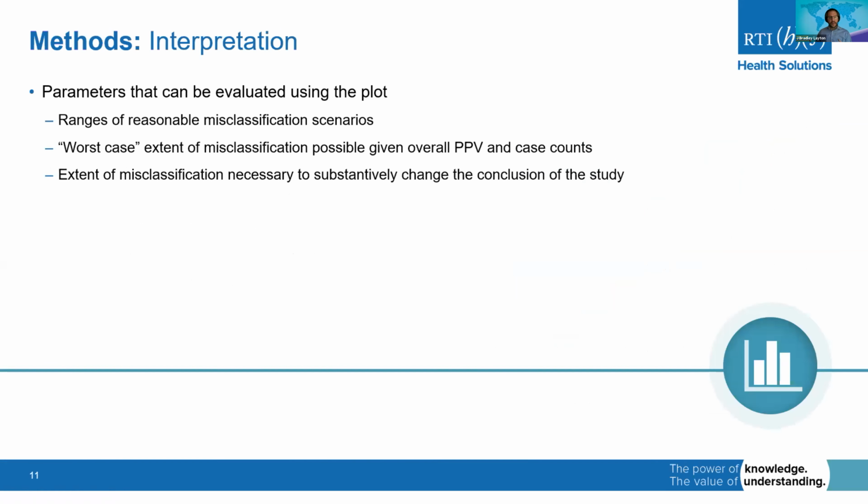And so using this figure and the underlying matrix of corrected IRR values, we could estimate numerous useful parameters, such as the possible corrected IRRs in a range of reasonable-seeming misclassification scenarios, the worst case differential misclassification scenario given the observed overall PPV and the observed case counts, and the extent of misclassification that would be necessary to substantively change the conclusions of the study.